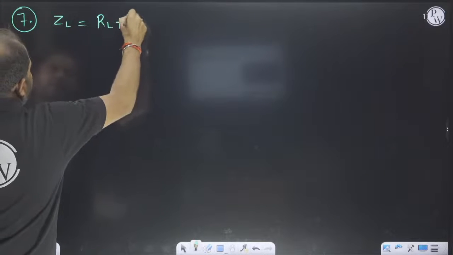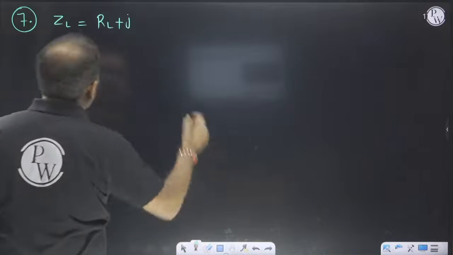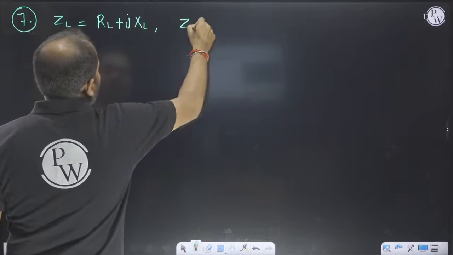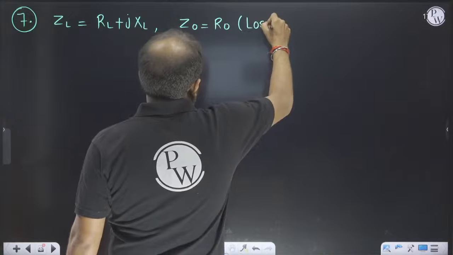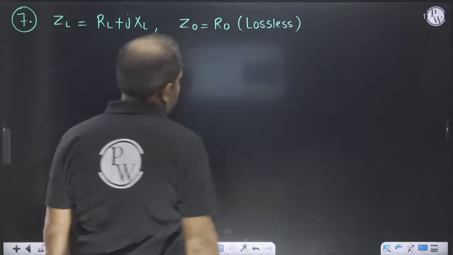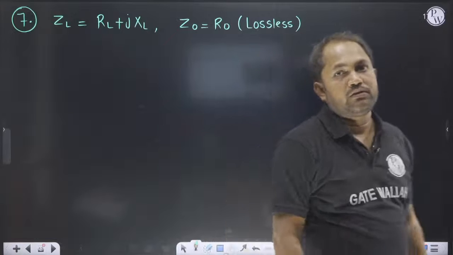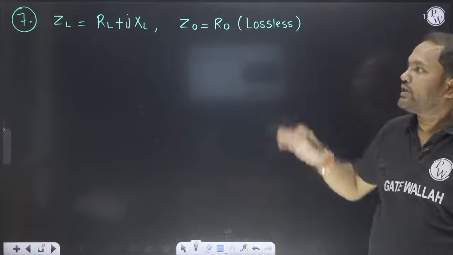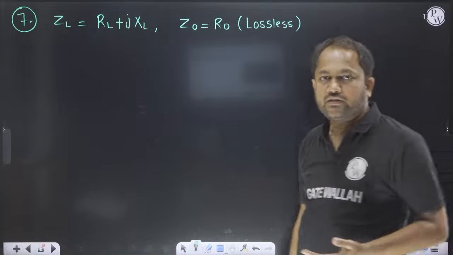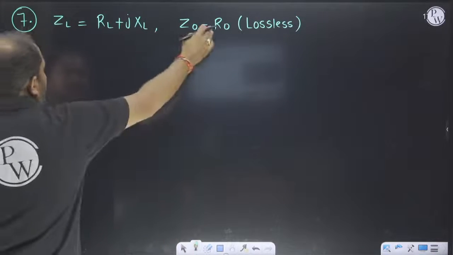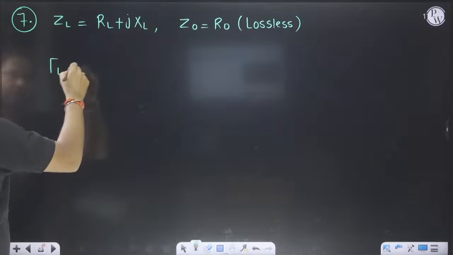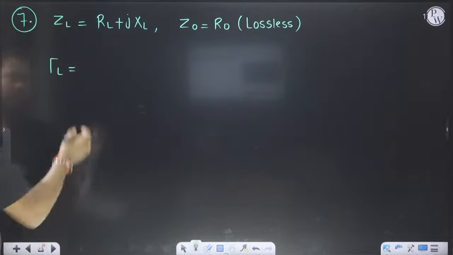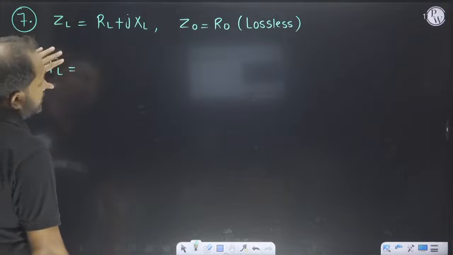ZL, if ZL is complex, and we have Z0. Z0 is equal to R0 for lossless, or lossy plus distortionless. For a lossless transmission line, Z0 will be R0. Then we have the reflection coefficient gamma L. It is a very important formula for VSWR. You can analyze VSWR by knowing this basic thing.